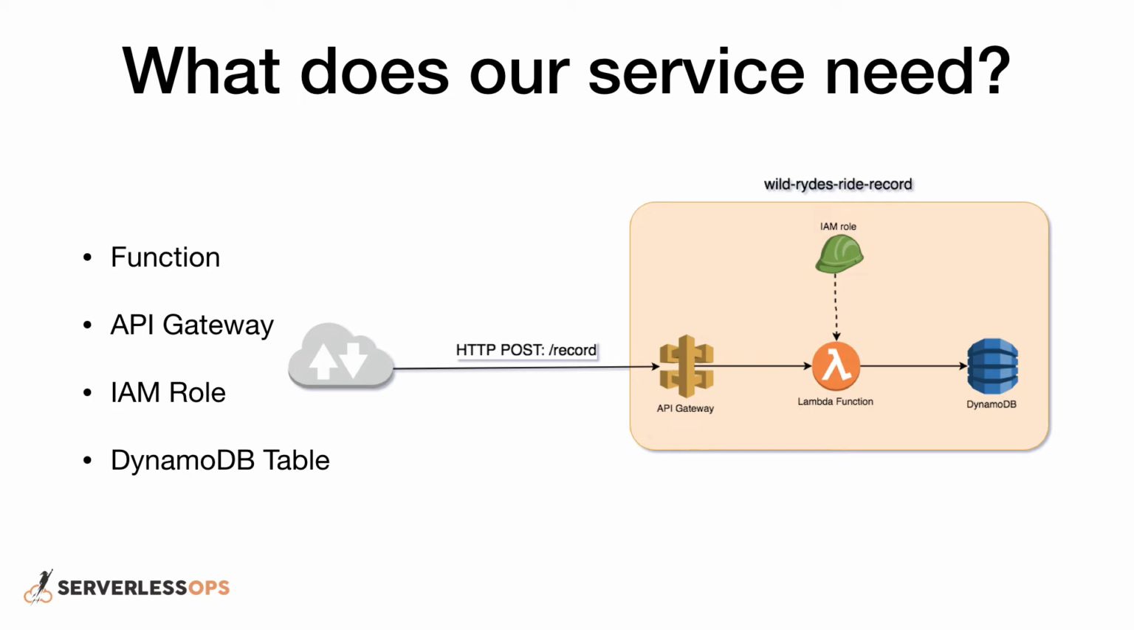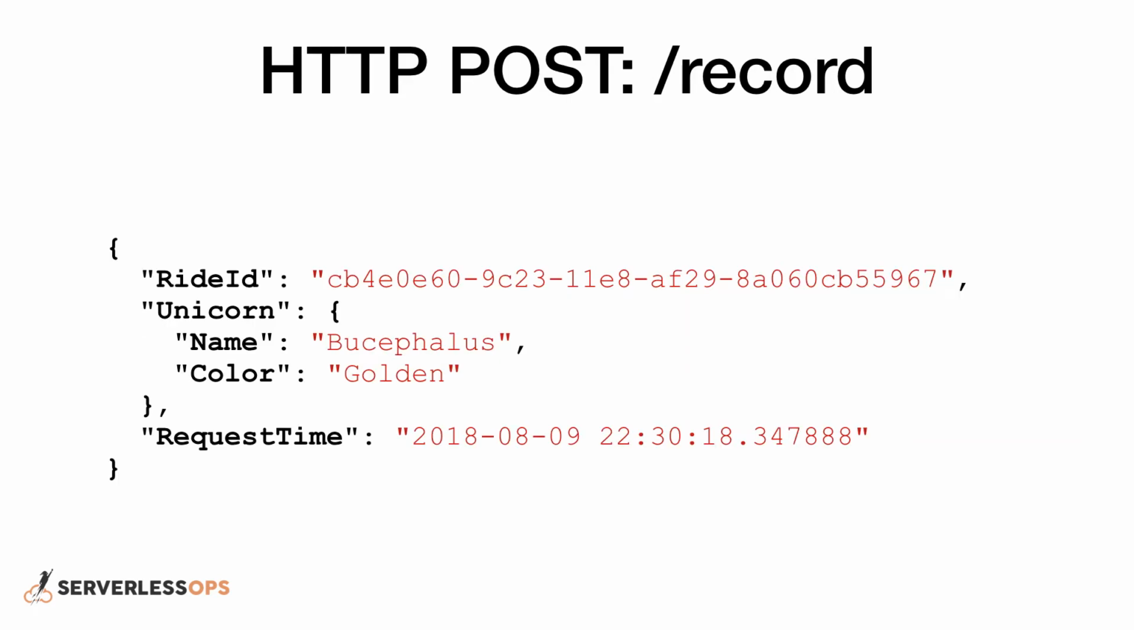The service needs a Lambda function that's triggered by an HTTP post request to the record endpoint on API Gateway, and that function has IAM permissions to write to a DynamoDB table. Let's also take a moment and look at the data we'll be sending to our API endpoint. We're expecting a JSON document that should have a unique ride ID, a unicorn from our fleet with a name and color, and the time of the request.